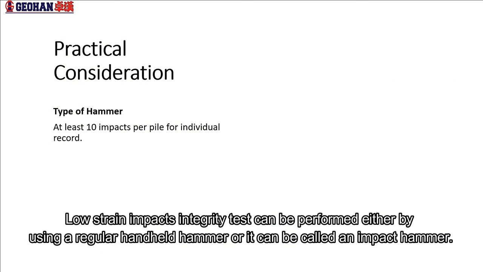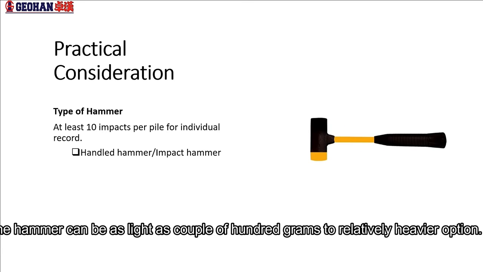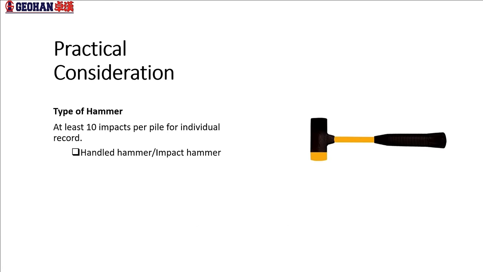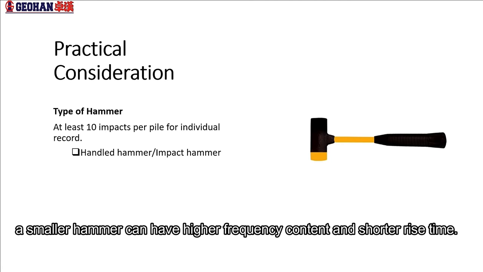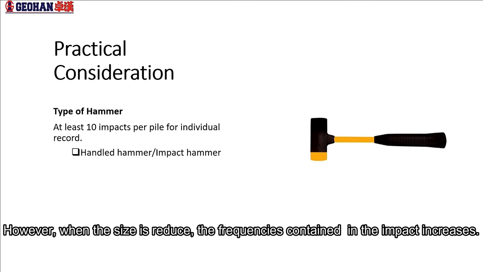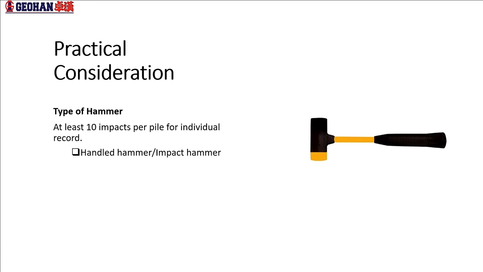Low strain impact integrity tests can be performed either by using a regular handle hammer or what is called an impact hammer. The hammer can be as light as a couple of 100 grams to a relatively heavy option. A smaller hammer can have higher frequency content and shorter rise time. However, when the size is reduced, the frequency content in the impact increases.